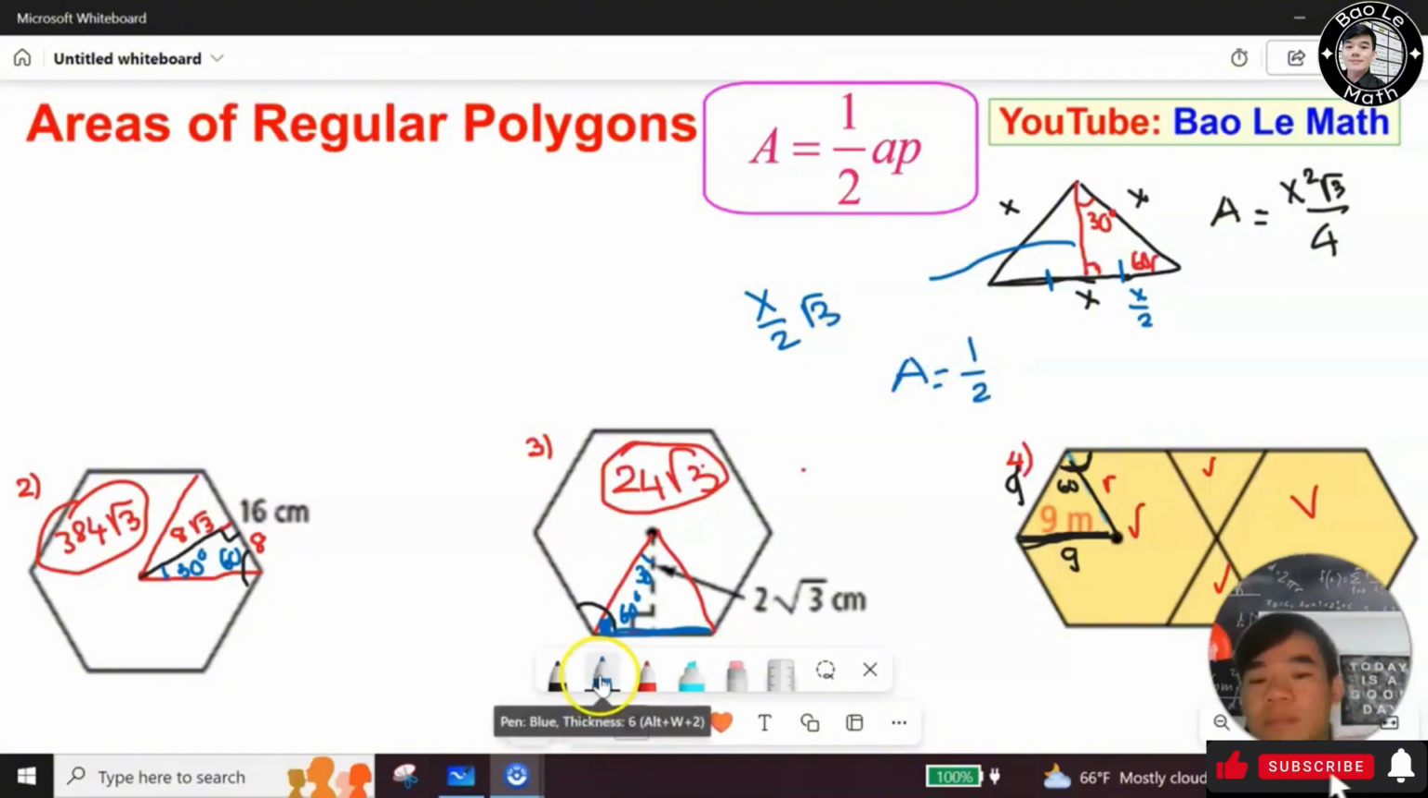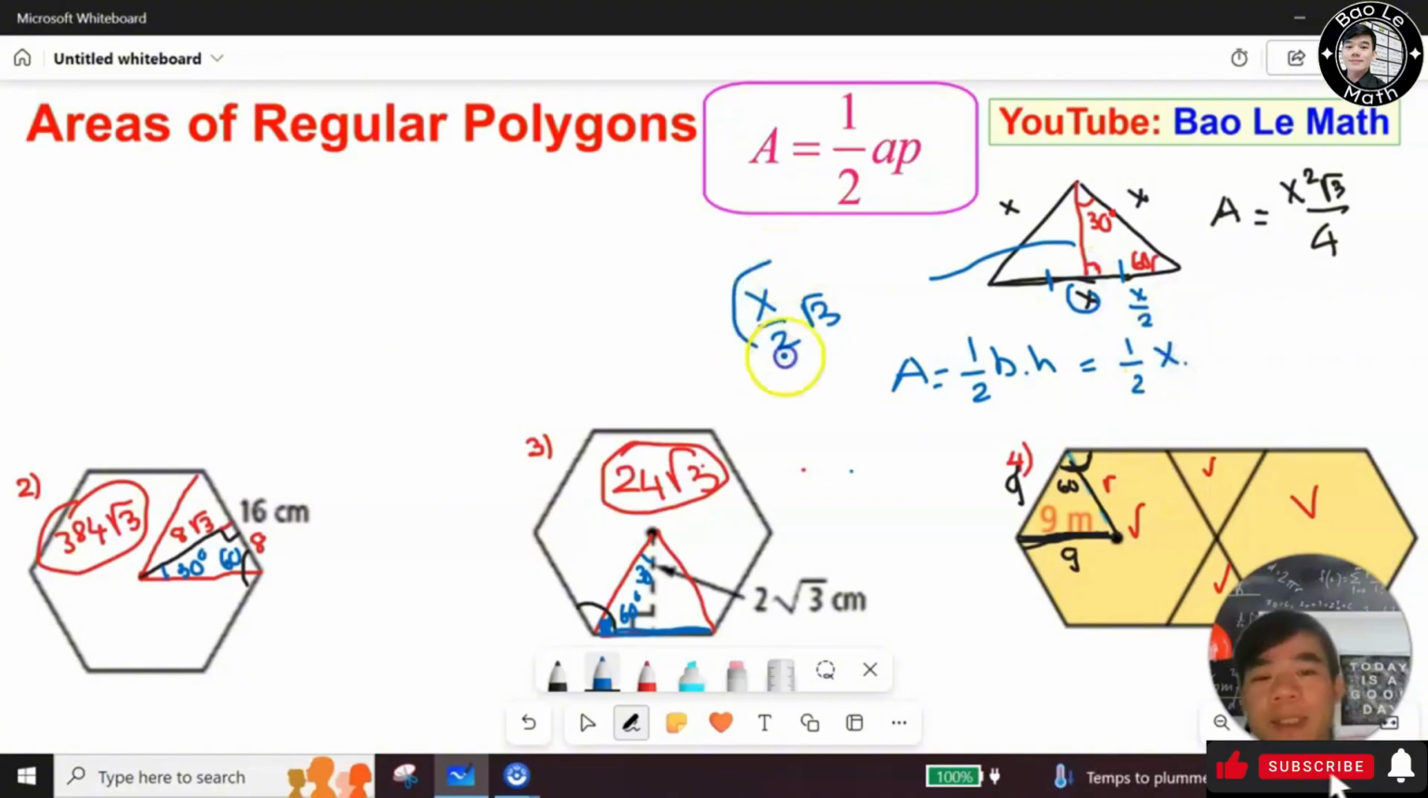Base times height divided by 2. So A equals 1/2 base times height. The base equals S right here, times the height, which is S root 3 over 2. S times S will be S squared, root 3 right here, and on the bottom, 2 times 2 equals 4. That's how we prove the formula.